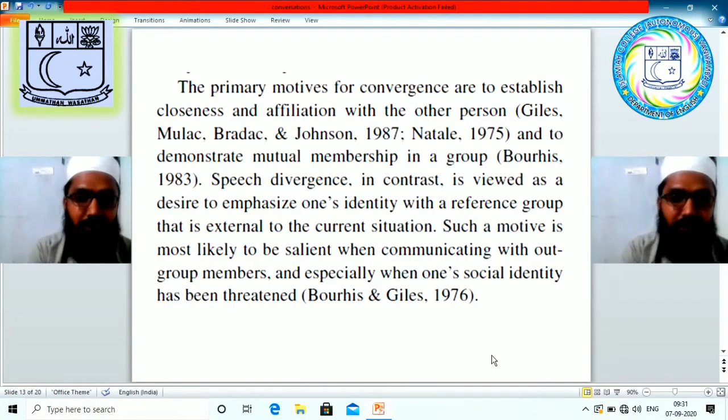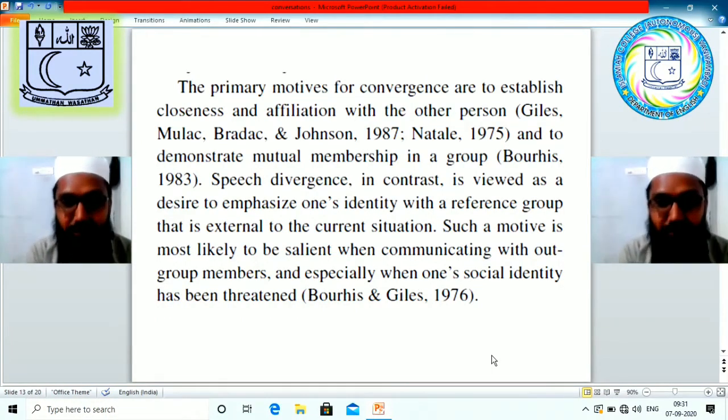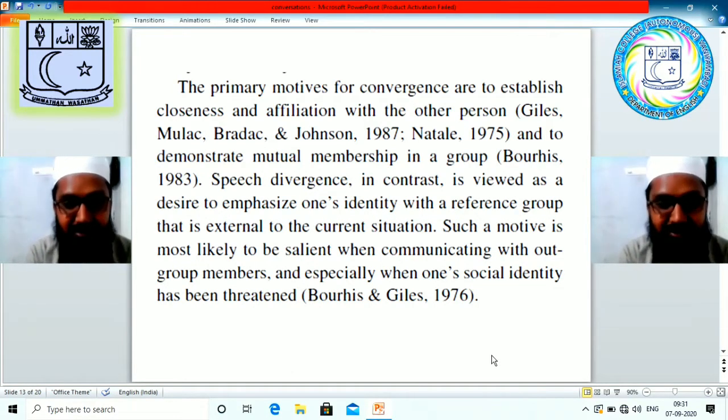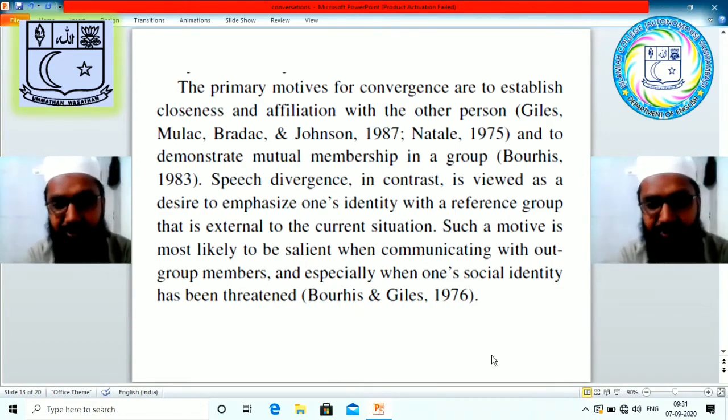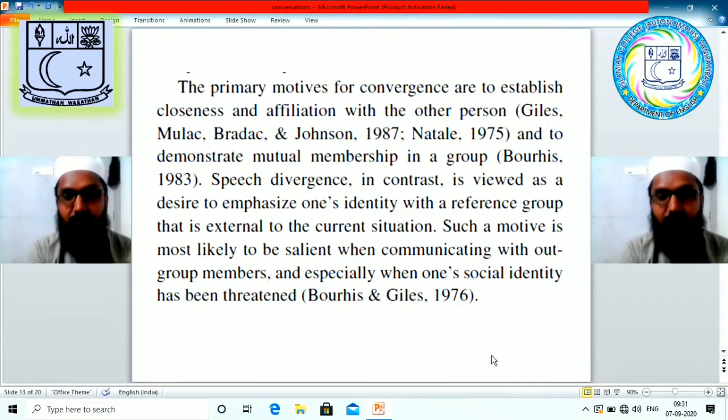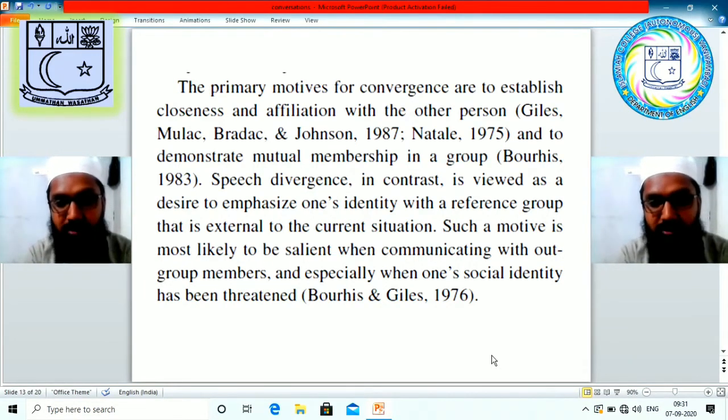The primary motives for convergence are to establish closeness and affiliation with the other person, and to demonstrate mutual membership in a group. Speech divergence, in contrast, is viewed as a desire to emphasize one's identity with a reference group that is external to the current situation. Such a motive is most likely to be salient when communicating with out-group members, and especially when one's social identity has been threatened.